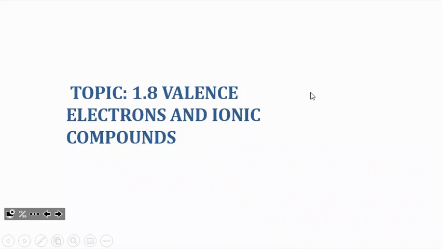All right, so valence electrons and ionic compounds. Remember, ionic compounds are created by transferring electrons from one atom to another. Typically, we talked earlier about how we would have nonpolar covalent compounds, polar covalent compounds, and then we have ionic compounds.